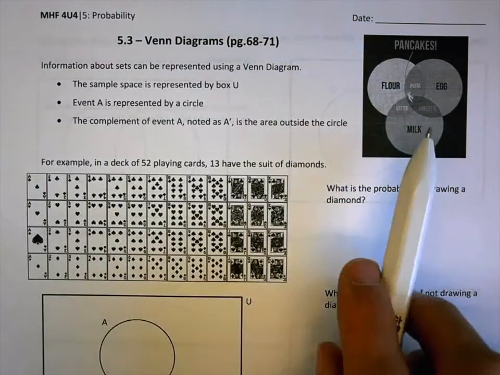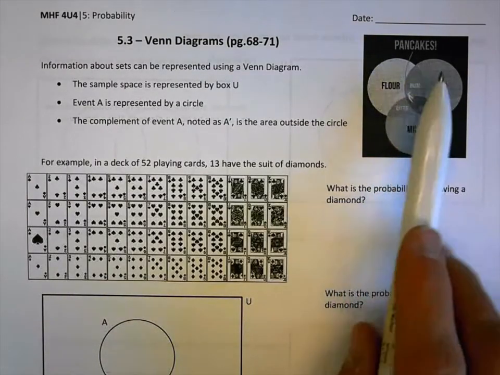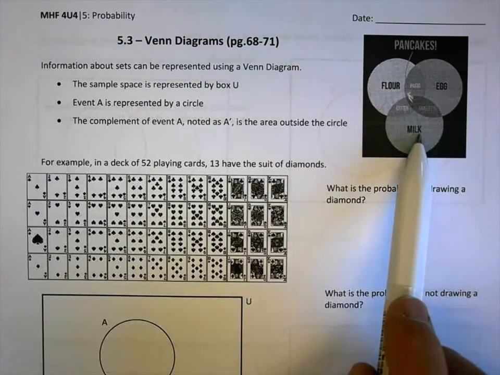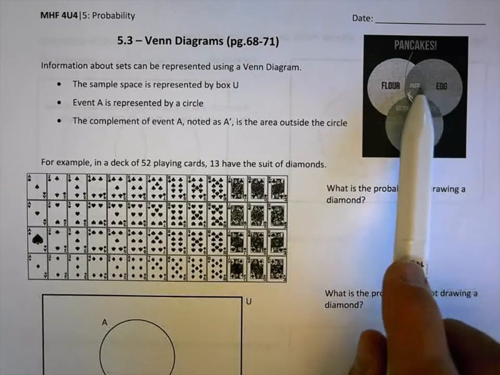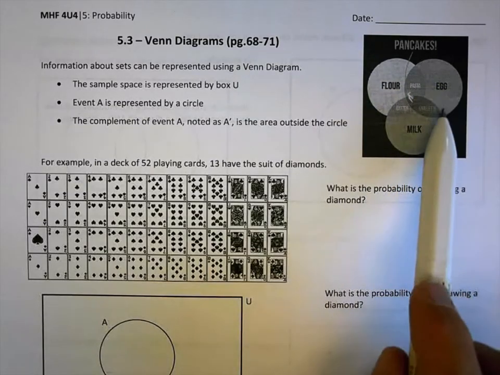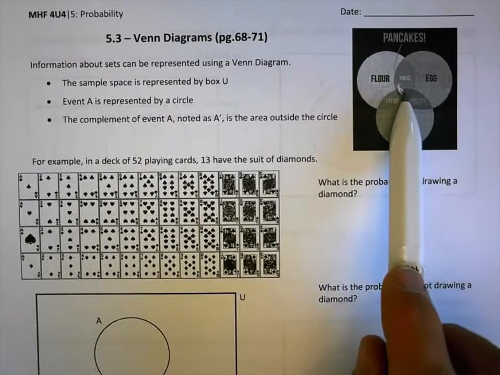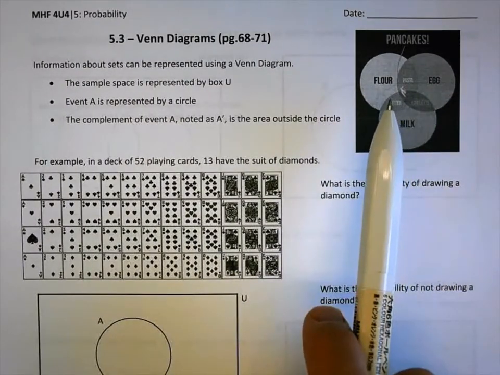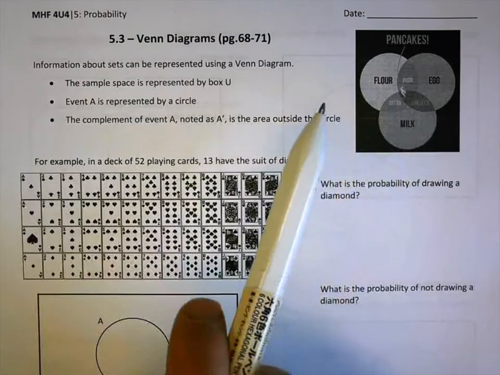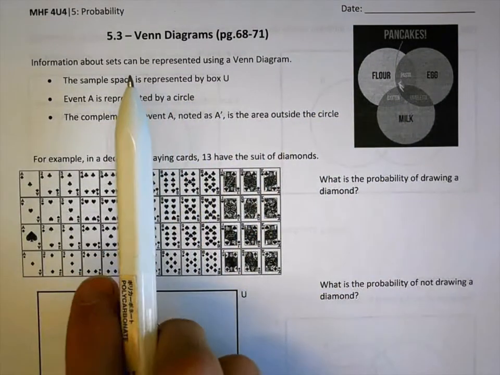You've probably seen them in your life before, but here you have flour, egg, and milk, and when those overlap, flour and egg makes pasta, milk and egg overlap to make omelet, but when all three overlap they make pancakes, which are delicious. So a Venn diagram is a strategy for solving probability problems.